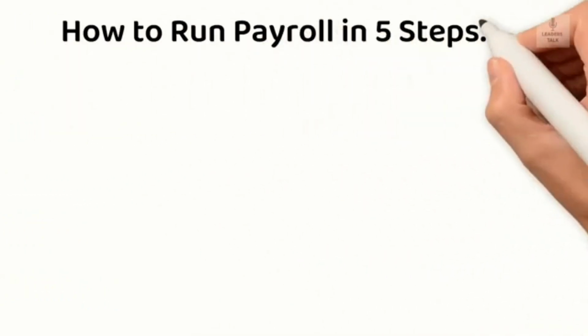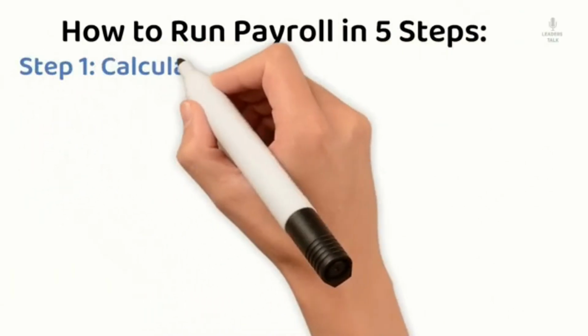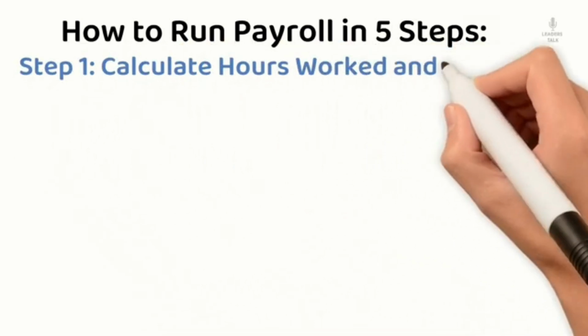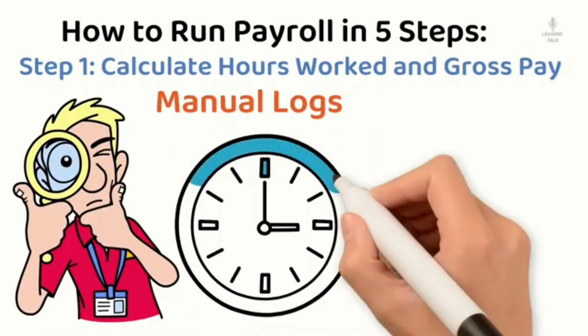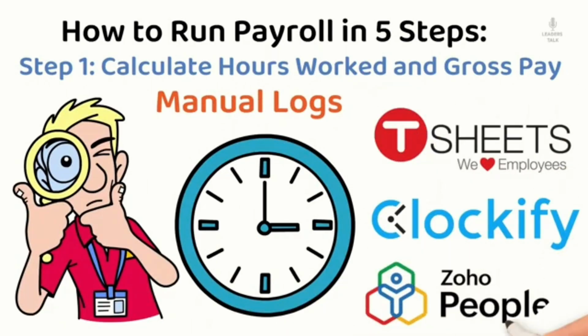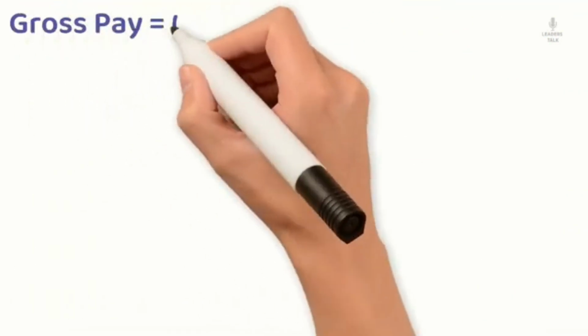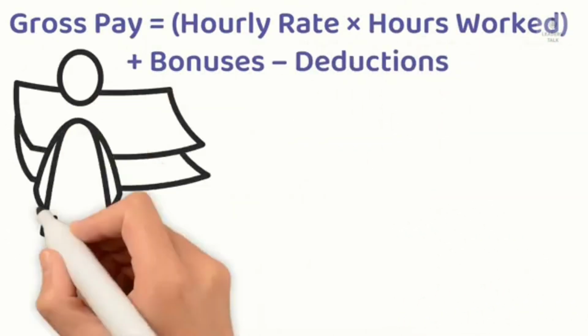Number 3, how to run payroll in 5 steps. Now that your system is in place, let's go through the process step by step. Step 1, calculate hours worked and gross pay. Use time tracking tools or manual logs to determine hours. Tools like TSheets, Clockify, Zoho People. Formula: gross pay equals hourly rate multiplied by hours worked plus bonuses minus deductions.